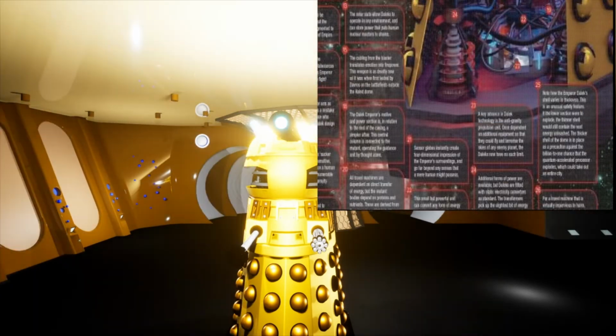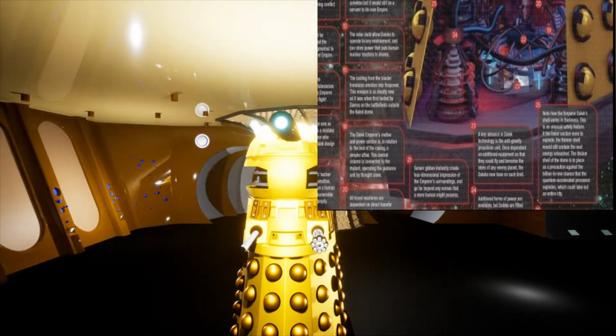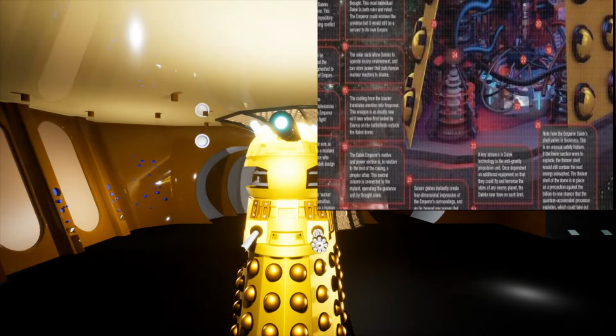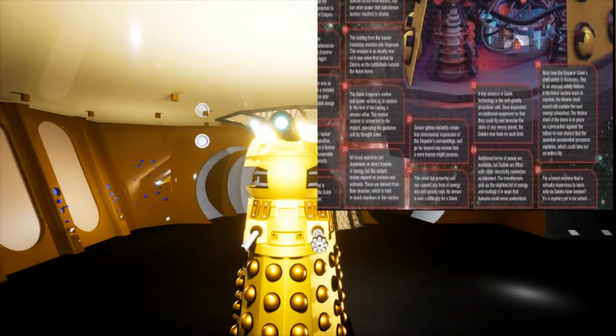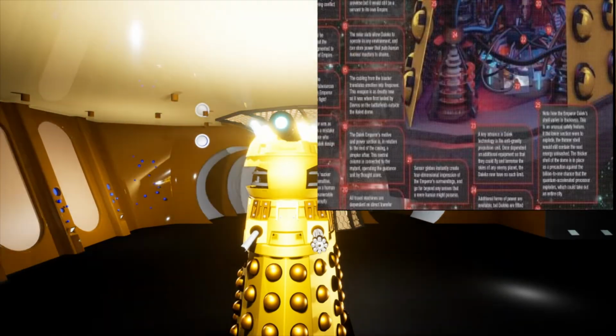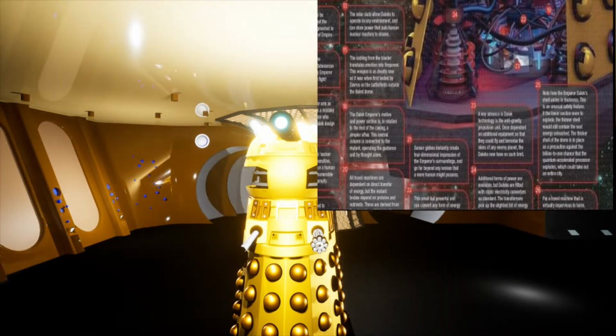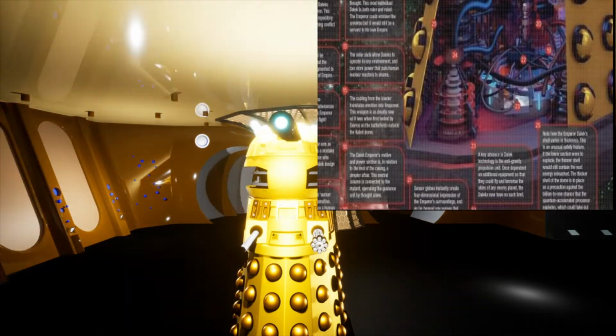Additional forms of power are available, but Daleks are fitted with static electricity, as we always do, yes. The transformers pick up the slightest bit of energy. The transformers are below my casing, just so you know, if you want to know where they are. The slightest bit, and multiply it in many ways that humans could never understand, indeed.